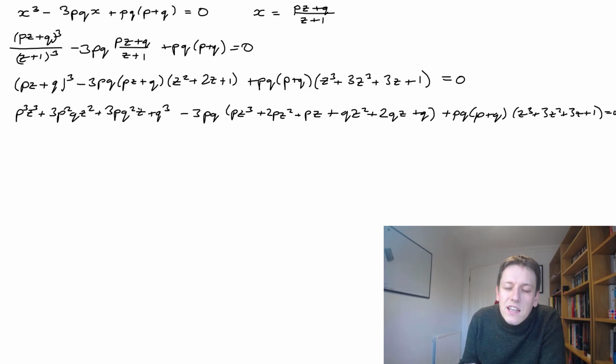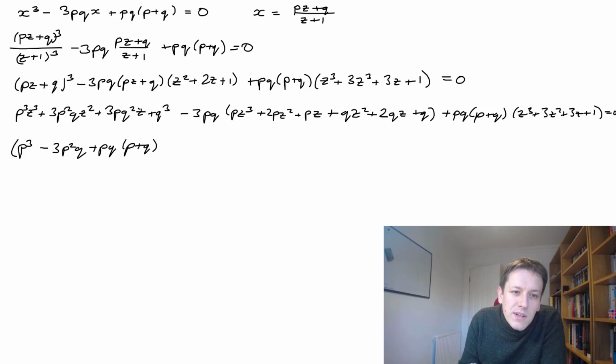And now I think I can see clearly enough where all the different terms are here, so I'm going to go through and collect all the z cubed terms together first. So I've got here a p cubed, and I won't cross them out because of the brackets, and then I've got another one here, so this is minus 3p squared q, and from this final bracket here I'm going to have a plus pq times (p + q), so that's all the z cubed terms.